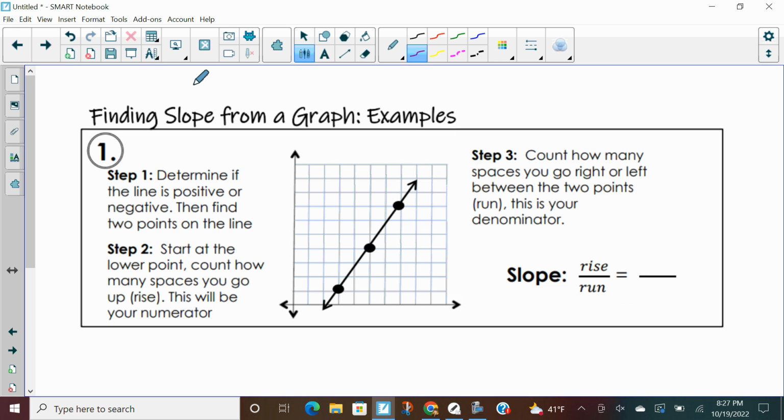Okay, so finding slope from a graph. So step 1, determine if the line is positive or negative, then find 2 points on a line. So this has a positive slope. So to remind myself, I'm going to put a little plus sign. Then start at the lower point, count how many spaces you go up, the rise. This will be your numerator. Count how many spaces you go to the right or left between the 2 points. This is your denominator. So I'm going to actually draw a triangle in and label my height is 1, 2, 3. My base would be 2. So my slope is 3 over 2. And it's positive because it's a positive graph.